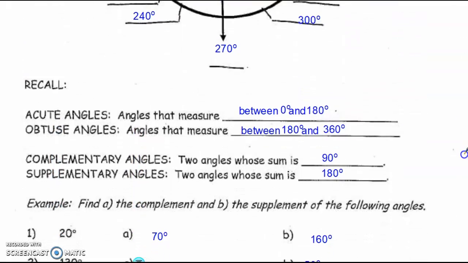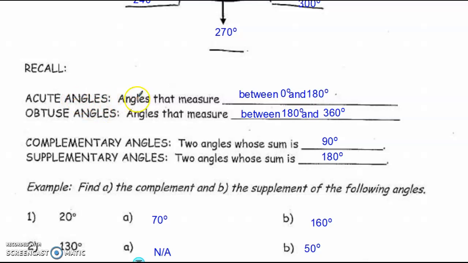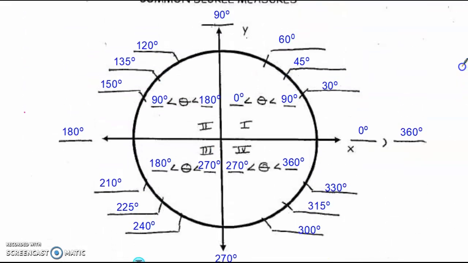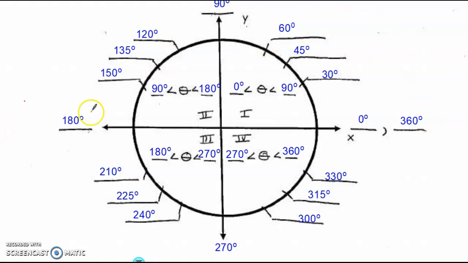All right, when I scroll down, recall from geometry that acute angles are between 0 and 180. Obtuse angles are between 180 and 360. Complementary angles are those that add up to 90. And supplementary angles are two angles that add up to 180. So I just want to go back up to this chart, and these are the common angles that eventually when we do our unit circle, you're going to have to memorize. So make sure you know those angles carefully, and if you need to pause this video, go ahead and pause the video.